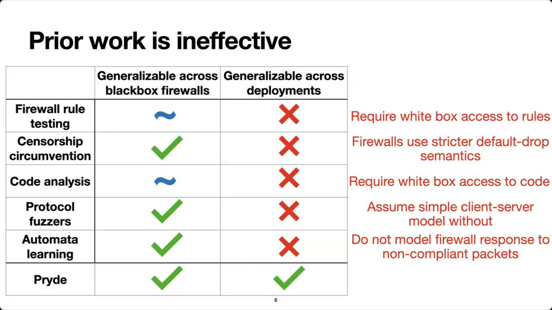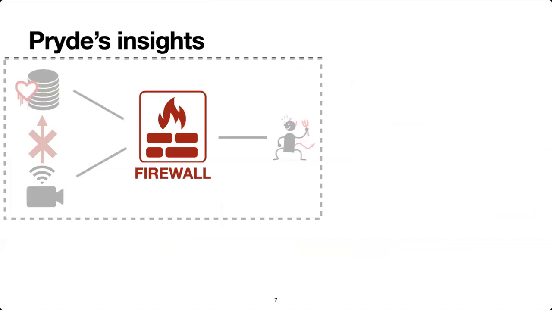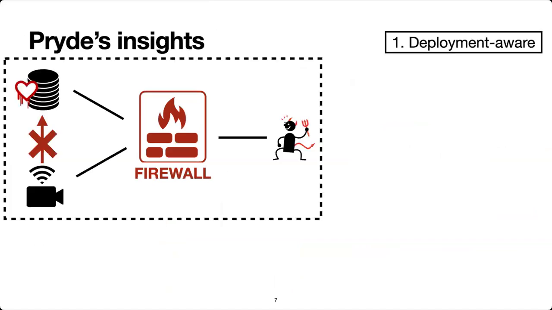So now that I've discussed some of the prior work, let me tell you how Pryde is able to solve the challenges in finding evasion attacks. So Pryde's first insight is the following. Instead of looking at only the firewall in isolation, as some of the prior work has done, Pryde takes a deployment-aware approach, where it considers the firewall and all the other facts of the deployment, such as the fact that the insider can spoof packets, or the insider cannot communicate with the victim, etc. And it considers all of these in conjunction to try and find evasion attacks.